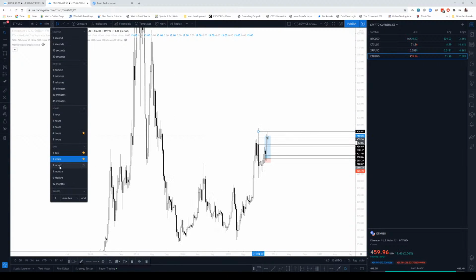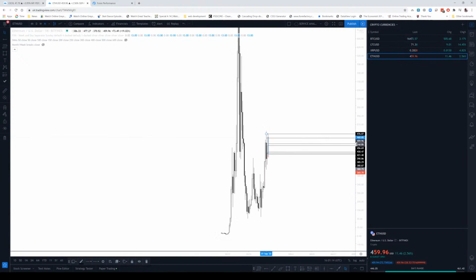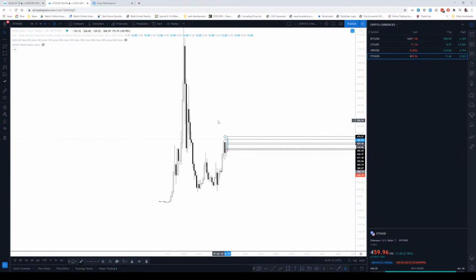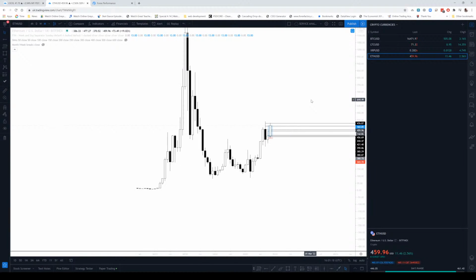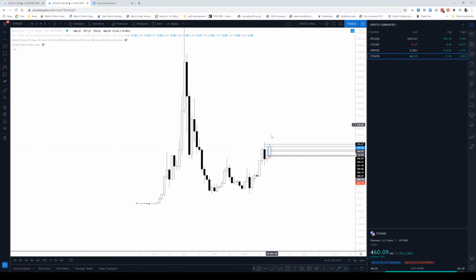Let's look on the monthly. Yeah, expect something crazy to happen on this one. It could just shoot up quickly. It could do something like this. Yeah, what happened in here. Okay, it could do something like that in here.